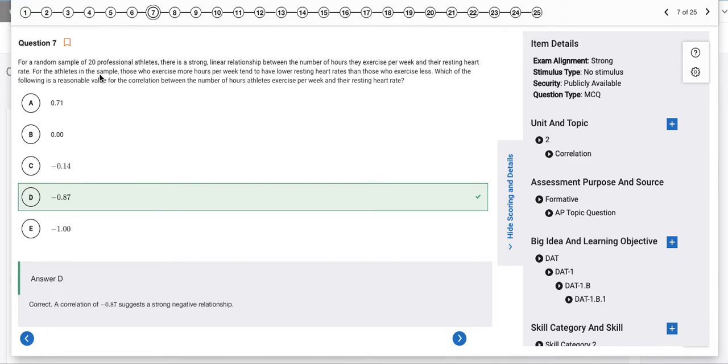So if you're into health and you understand this, the more you exercise, the lower your resting heart rate will be. Okay, so as one increases, the other one decreases. So automatically it tells you that the direction of the relationship is negative. So it has to be C, D, or E. Now E would be a straight negative linear model. However, you know that it's not going to be that strong, right? And then this negative 0.14 would be fairly weak, really weak. So we go with D, okay?